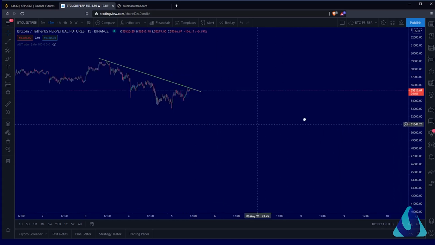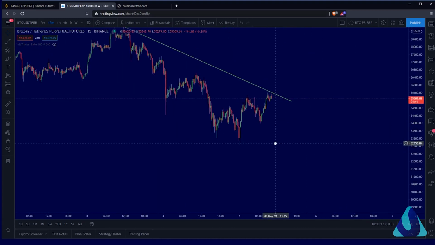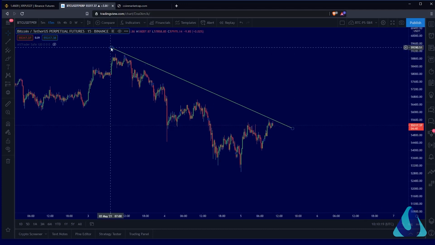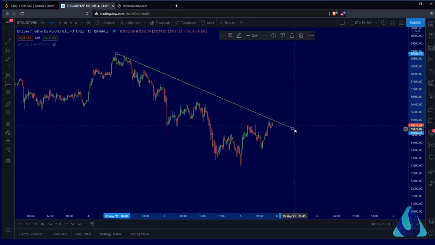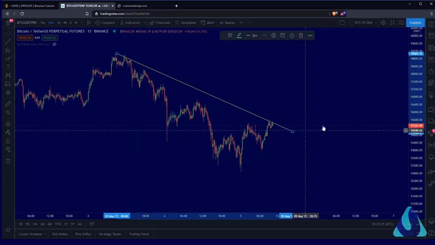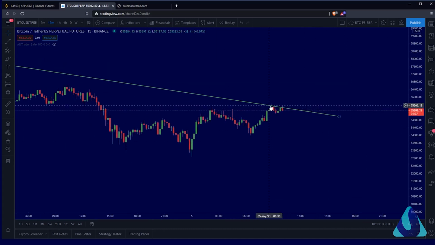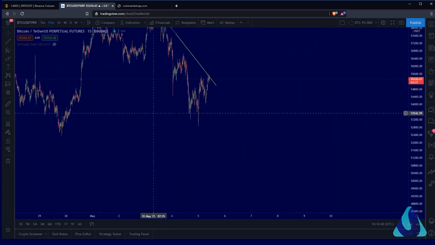So let's zoom in and have a closer look. So you can see, let's just bring that down there and about there. So now anytime it's touching here, we're seeing some retracement. As you can see, 1, 2, 3, 4, 5. So again, what we could now potentially be looking at is a downtrend for Bitcoin.